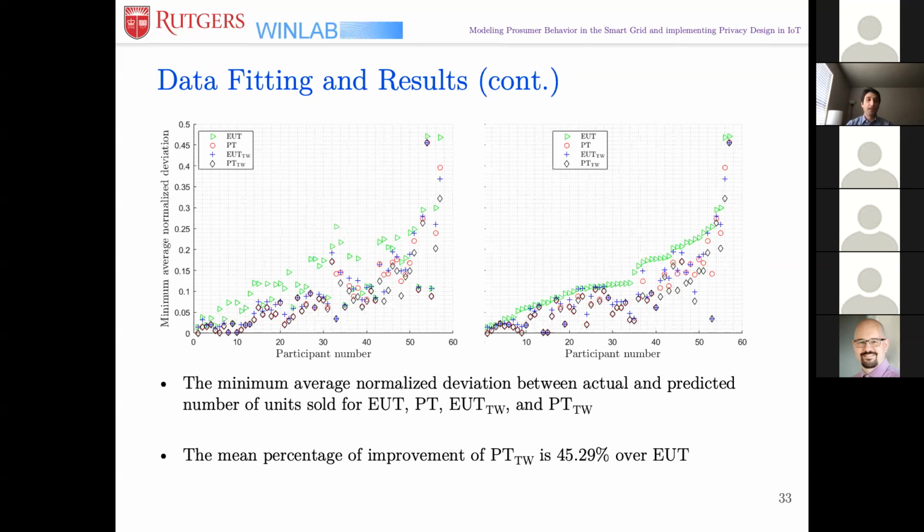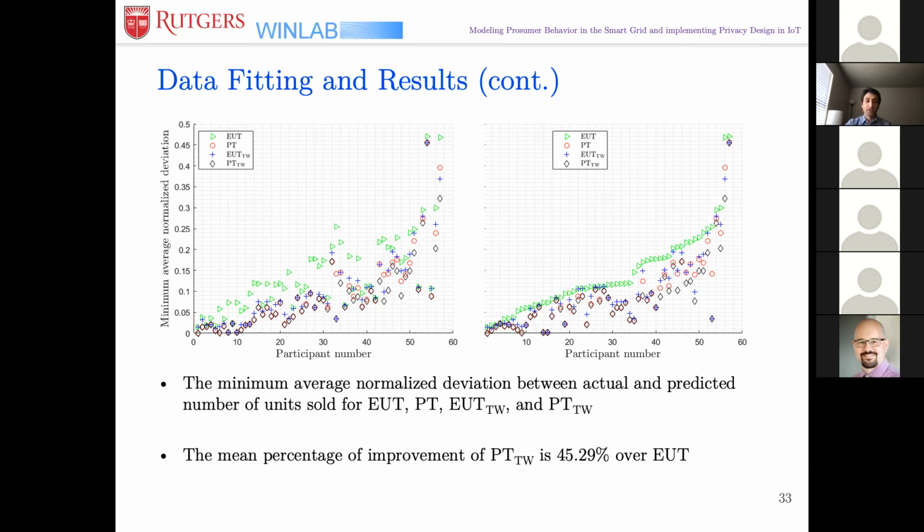These figures show the minimum average normalized deviation between the actual and predicted number of units sold for all 4 models. The figures demonstrate that adding the notion of time window to EUT and PT can improve each model's predictions of prosumer decision making in a smart grid, with PT with a time window performing best. The mean percentage of improvement of PT with a time window is more than 45% over EUT.